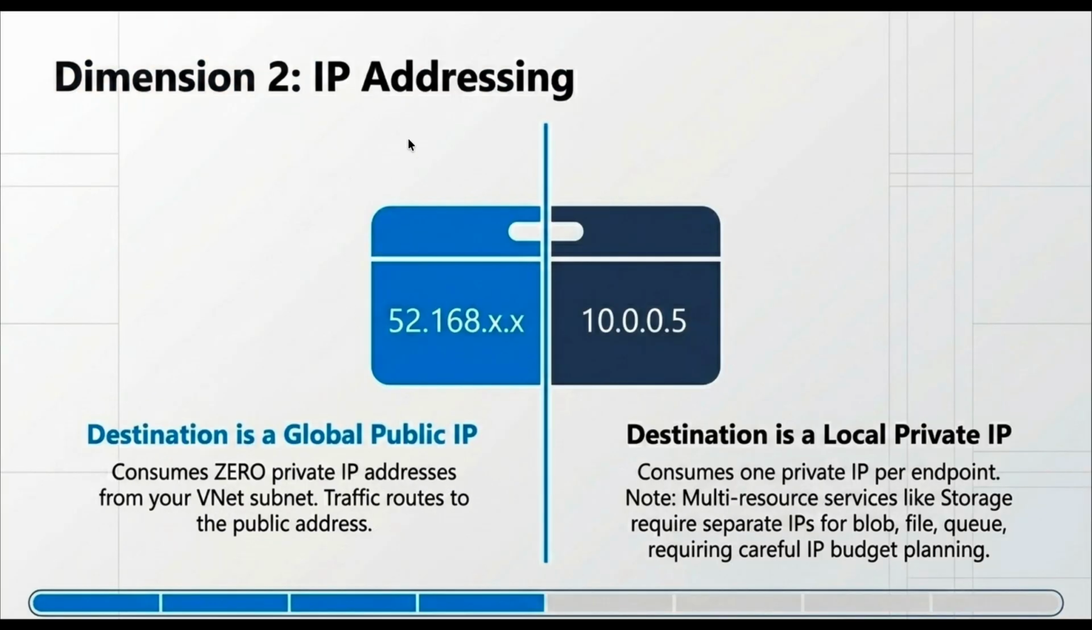Next we have the IP addressing. The service endpoint does not create a private IP for the service, whereas private endpoint creates a dedicated private IP inside your virtual network, and this makes the service appear like it's locally connected.